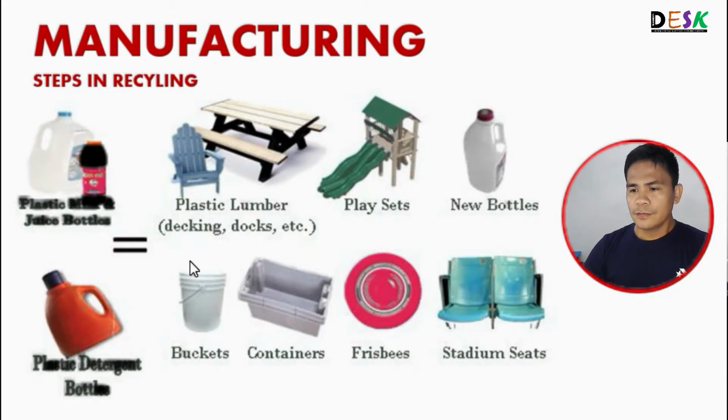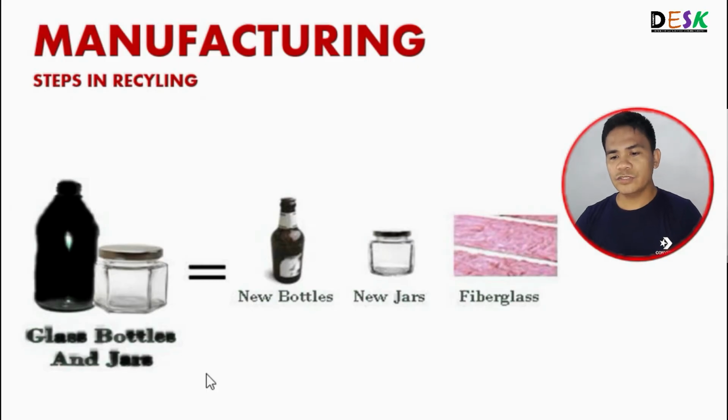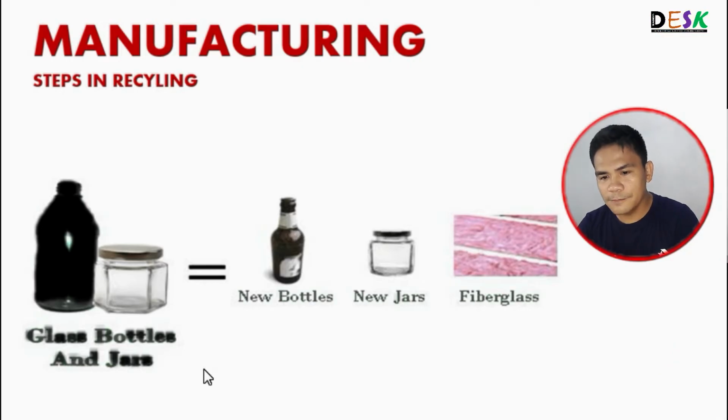Okay, so now let's go to glass bottles and jars. Alright, so glass bottles are going to be recycled into new bottles, new jars, and also fiberglass. Alright, so just a quick note on this one. Not all glass are recyclable. They are actually sorted into color, and the reason behind is that there are glass in which the chemical composition was altered. That's why they have different colors. Now your mirror, for example, cannot be recycled because there are certain chemicals added in there that will not work with other glasses.